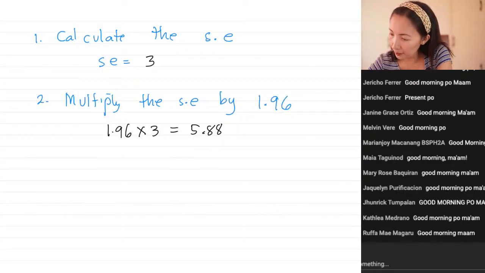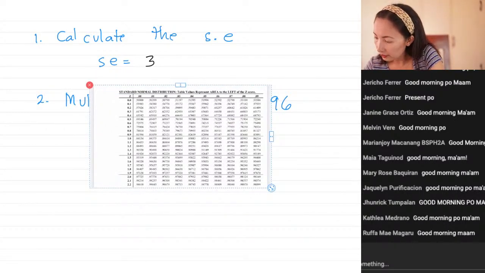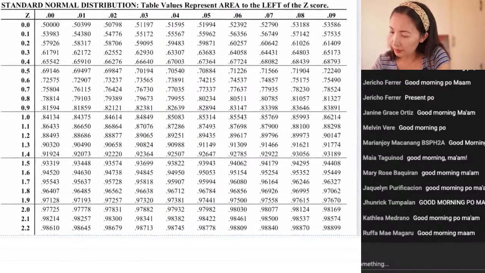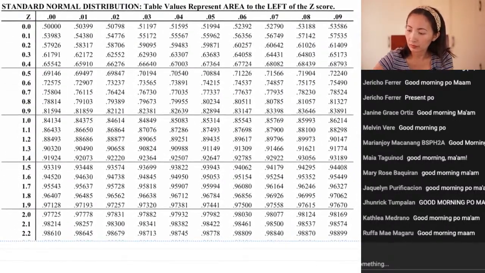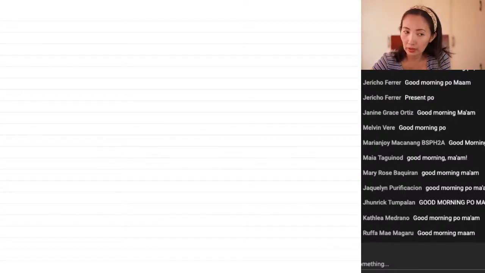So this is the Z table. Let me make it bigger. Going back to the problem, what did it say? The problem requires that we establish a confidence interval with a 95% confidence level. What does it mean by that? Let me draw your normal curve. The normal curve looks like this.